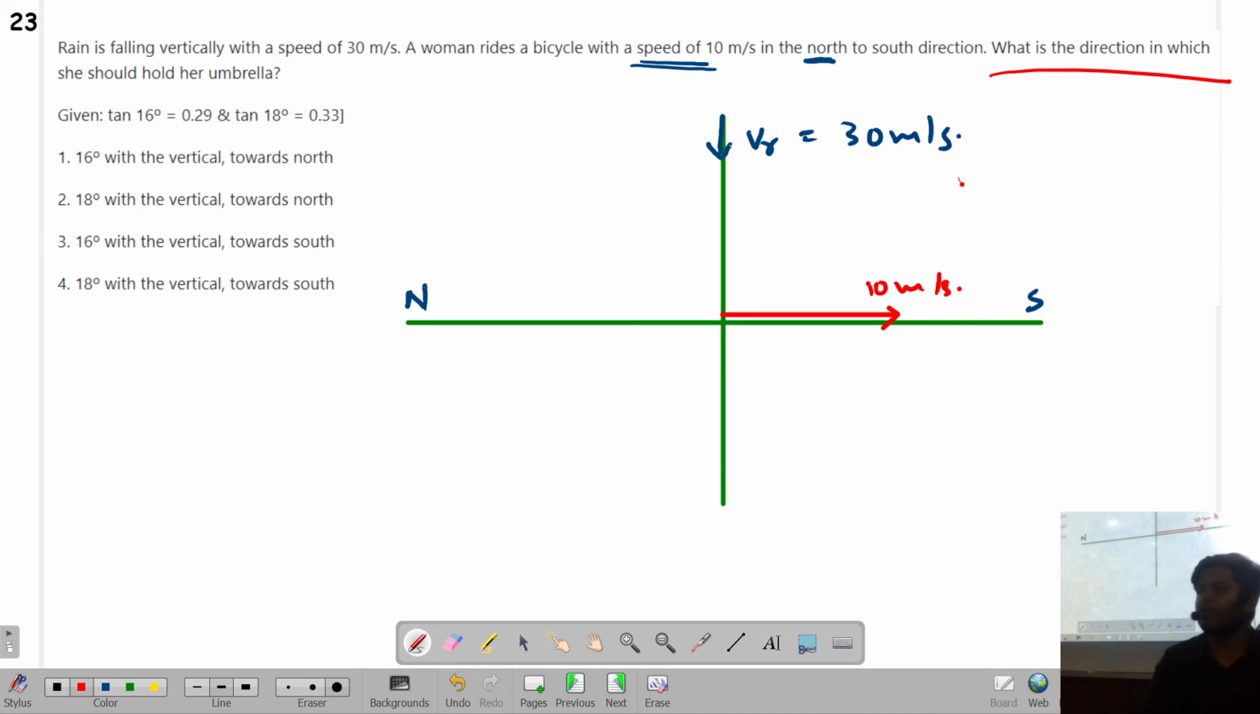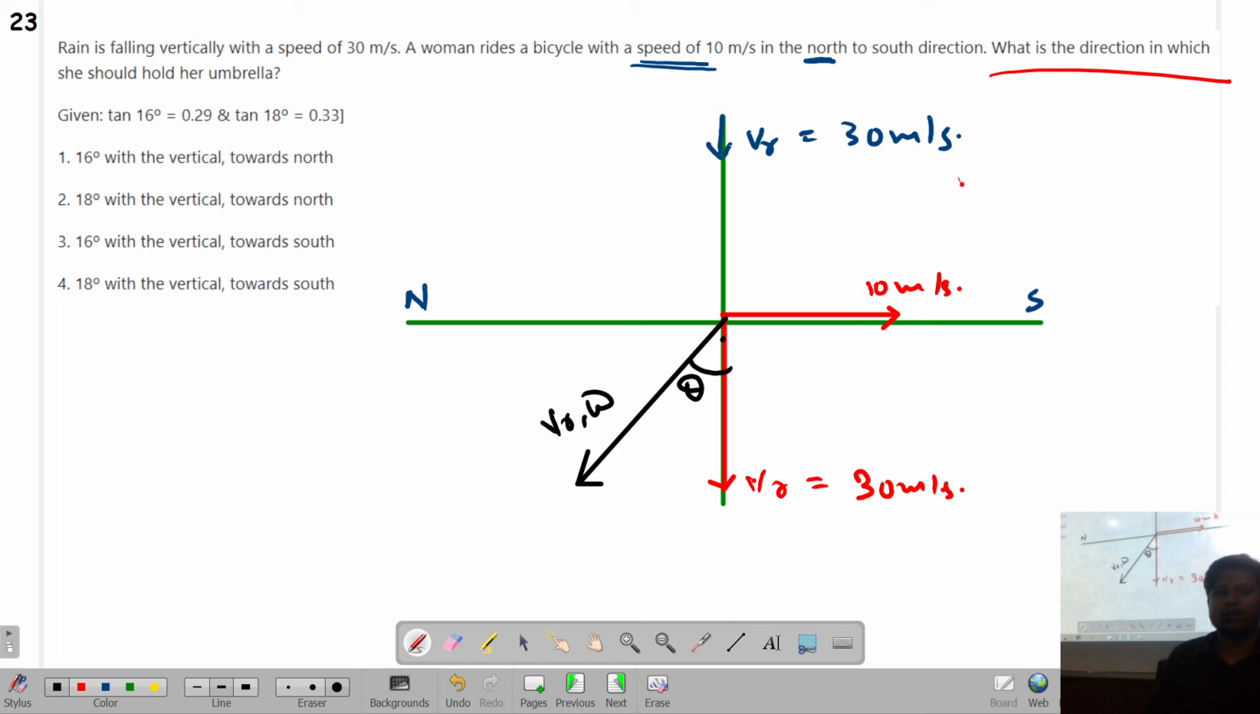In which direction should she hold her umbrella? This is the velocity of rain, which is falling vertically, equal to 30 meter per second. If I draw the resultant of this, it will be like this way. This is the direction of velocity of rain with respect to the woman, and it makes some angle theta with the vertical.